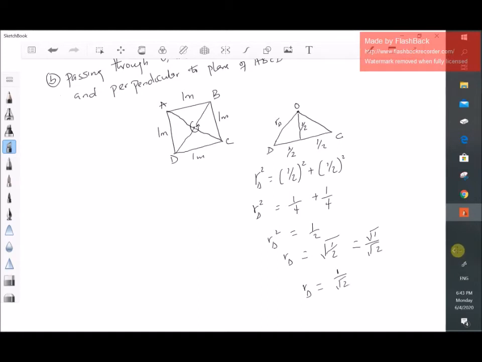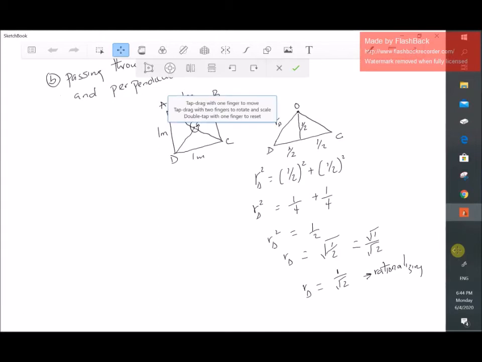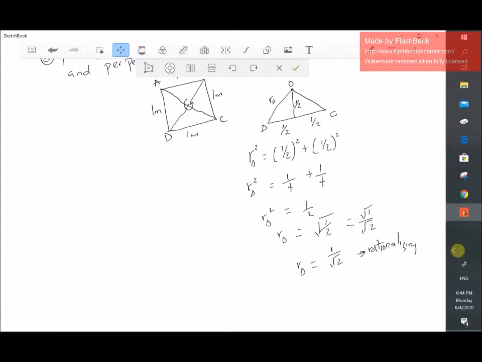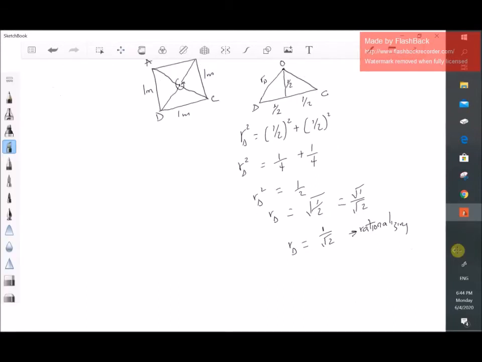Now we can solve this by rationalizing. When we rationalize 1 over root 2, this becomes 1 over root 2 times root 2 over root 2. So my RD becomes root 2 over 2 meters.